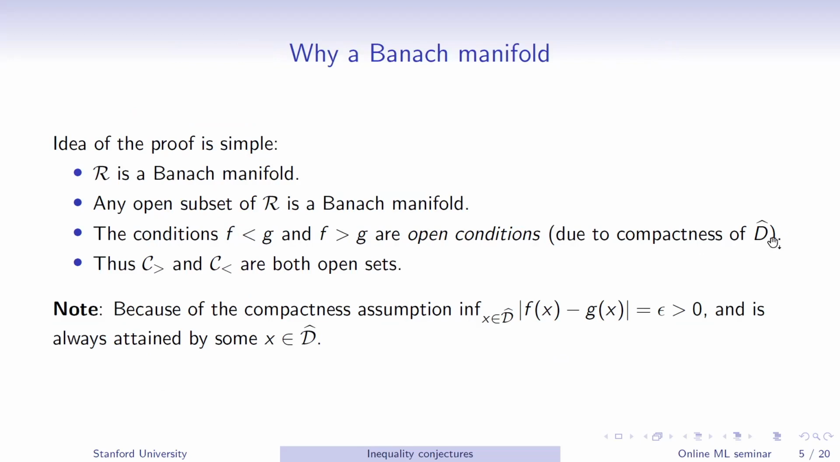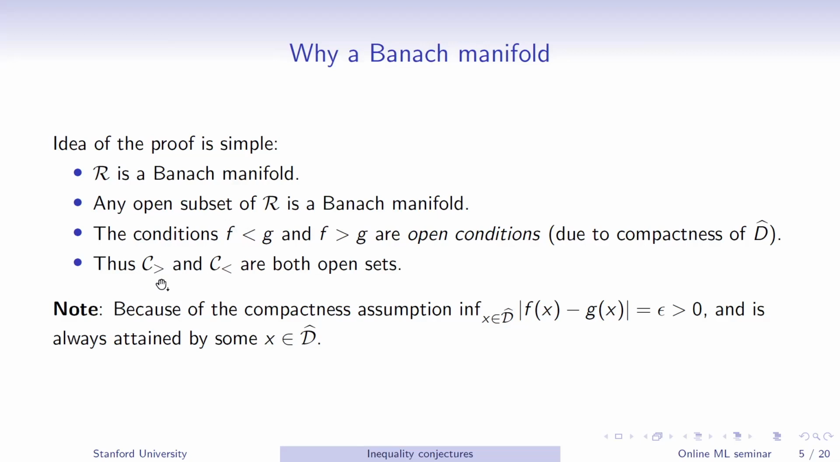This uses the compactness of D hat. So this is, for example, one place where D hat comes in. If you replace strict inequalities with greater than or equal or less than or equal, then this open condition is going to fail. So you are going to have some extra complications. That is also something that we're trying to resolve, but that's not going to be part of this talk. But equality conjectures are also of interest in lots of cases.